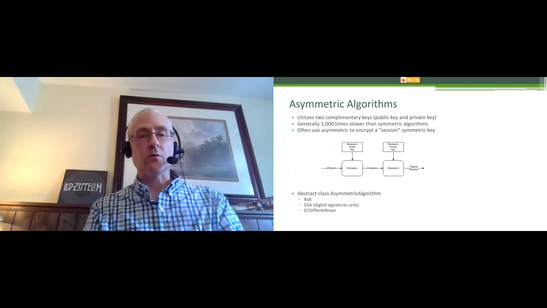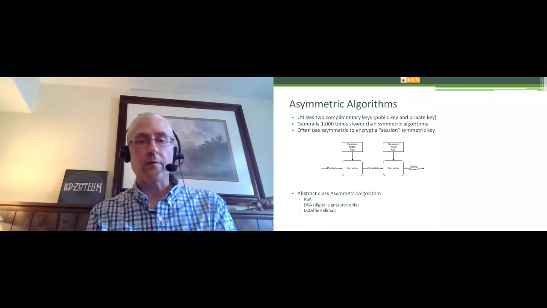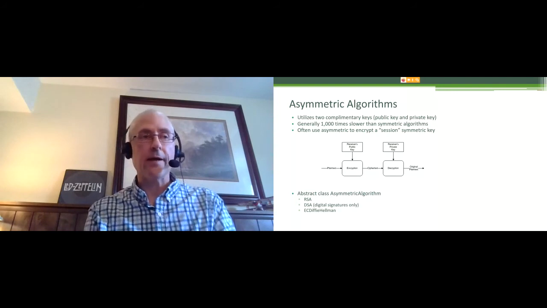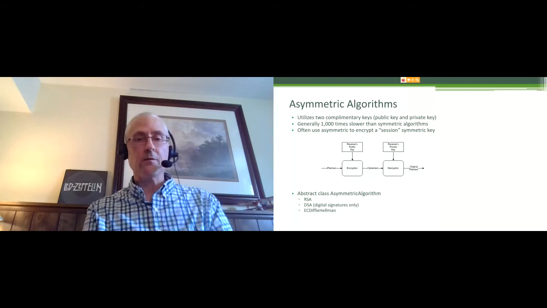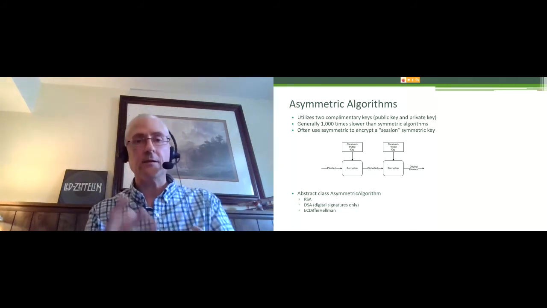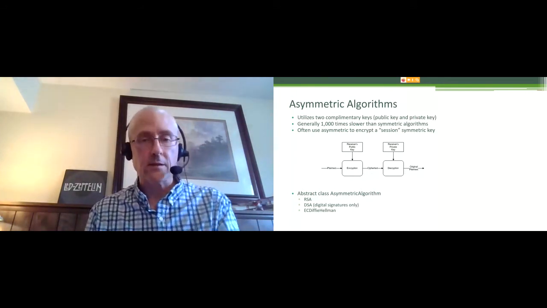So symmetric is cool. It's really fast. The problem is key distribution. If I picked one of you out of the chat and said, I want to send you a secret today, how would I do that? I see you in chat. How would I be able to communicate with you? I've got this secret, but in order to send it to you using symmetric, I need to send you a secret key. It's kind of a chicken and egg. I can't send you something securely. That's where asymmetric comes in.